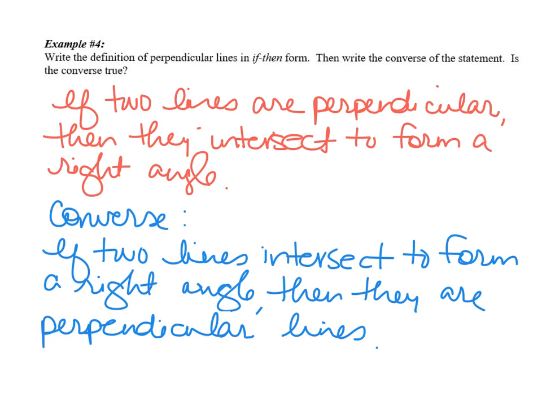So in if-then form, it would be if two lines are perpendicular, then they intersect to form a right angle. The converse of that statement would be if two lines intersect to form a right angle, then they are perpendicular lines. That converse is also true. And that is the case with all definitions: when you write it in if-then form and then also create the converse, it will always be true. That is something that's always true of definitions.